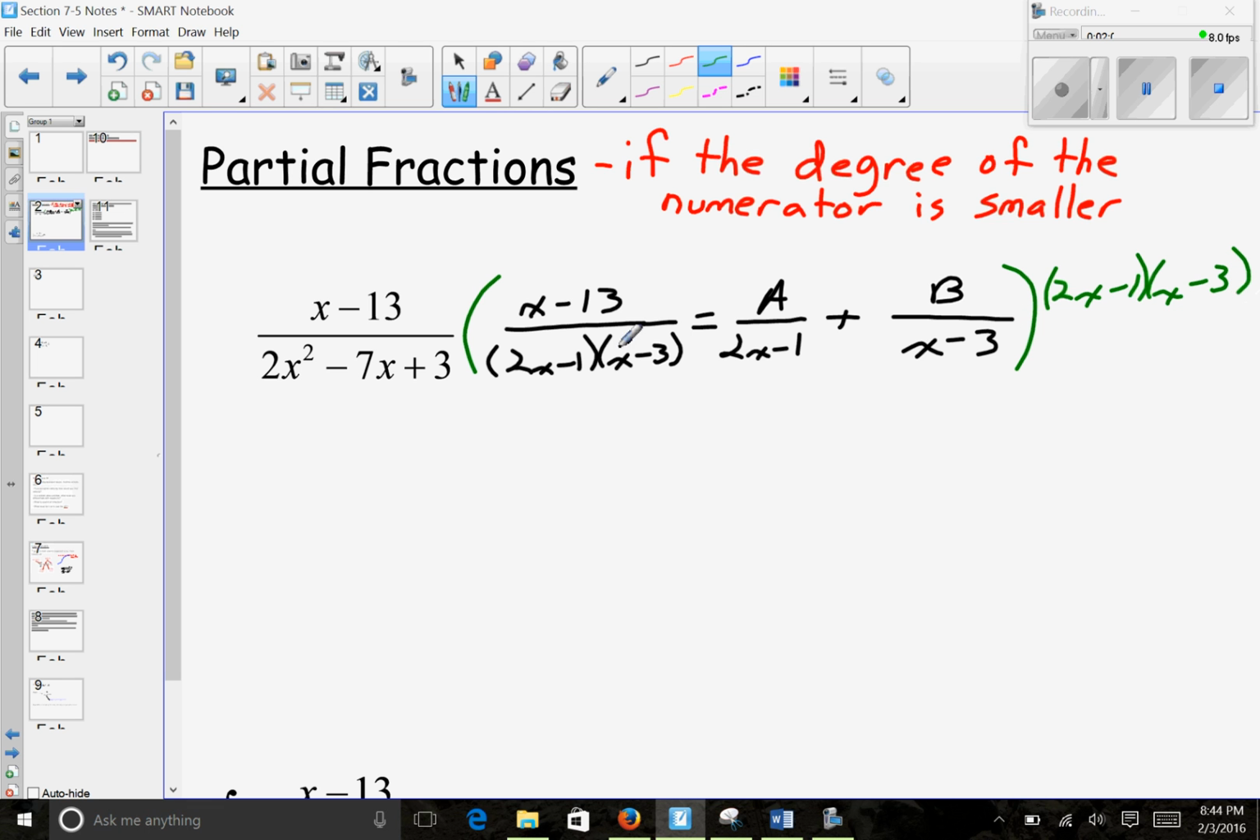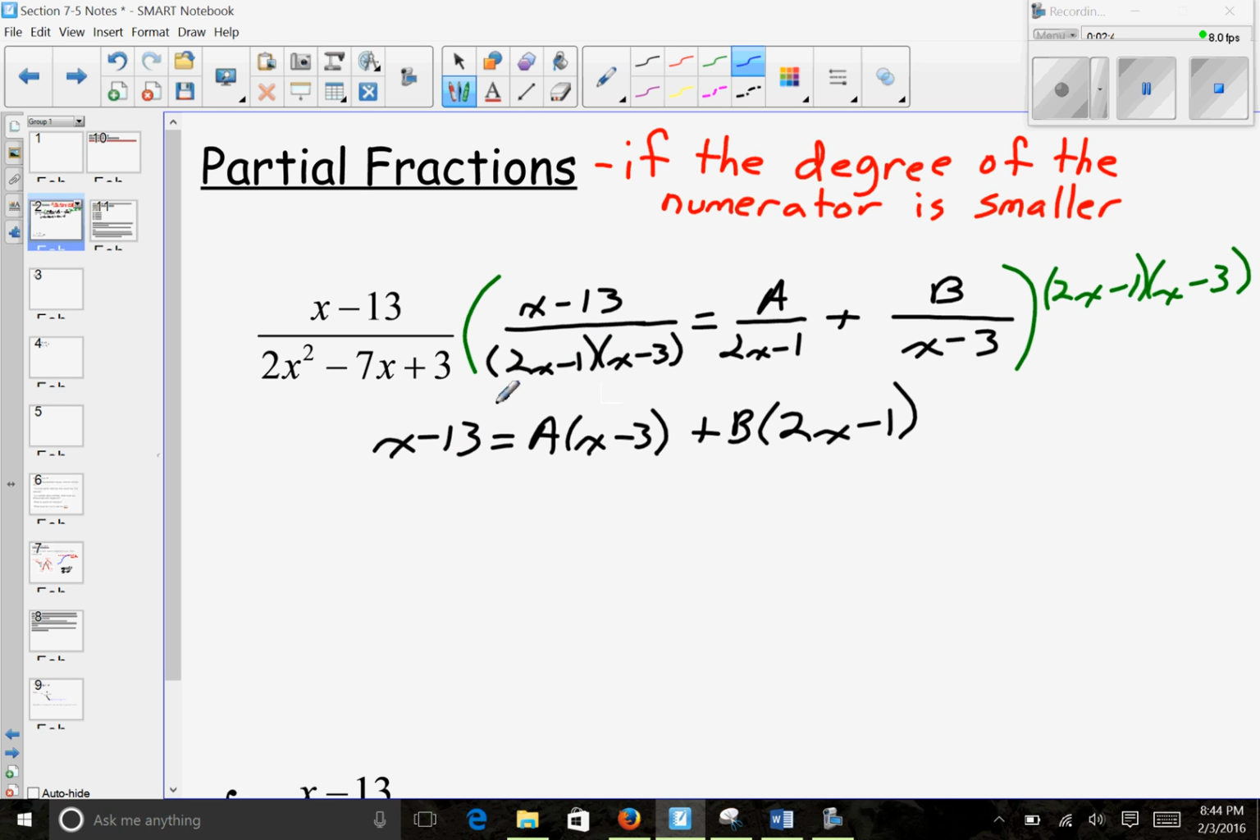When I multiply by a common denominator, I'm left with the x minus 13, because the whole denominator cancels out. For this fraction, the 2x minus 1s cancel, and I'll have A times x minus 3. For the third fraction, the x minus 3s cancel, and I'll have B times 2x minus 1. So now we have it as a polynomial we can work with, but we still don't know what A and B are.